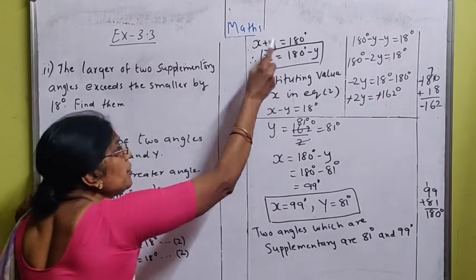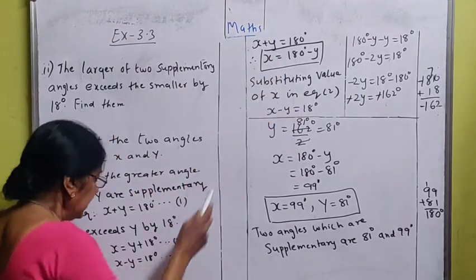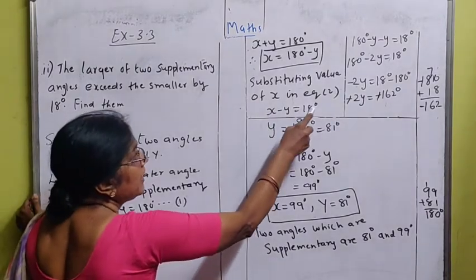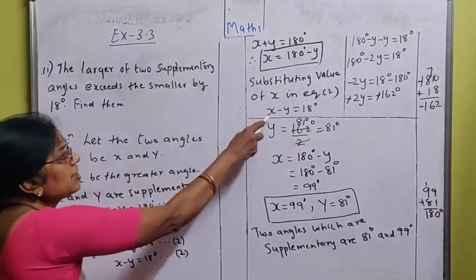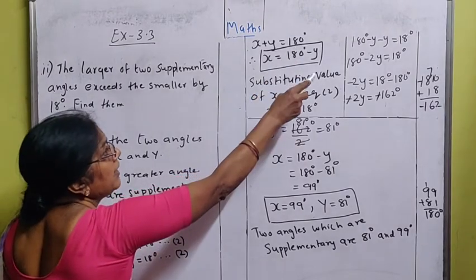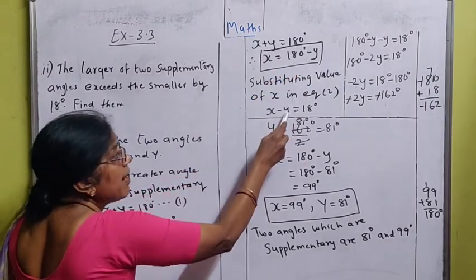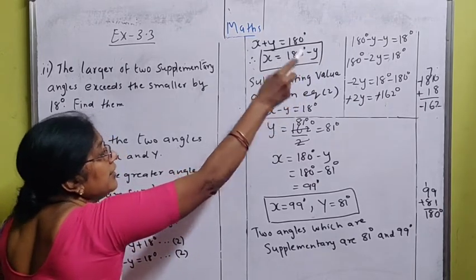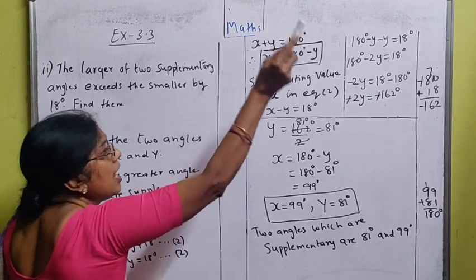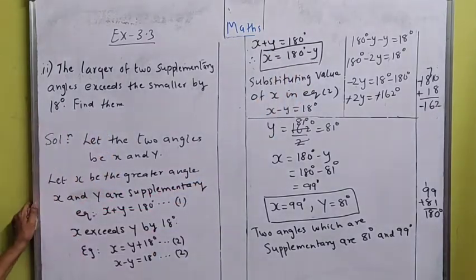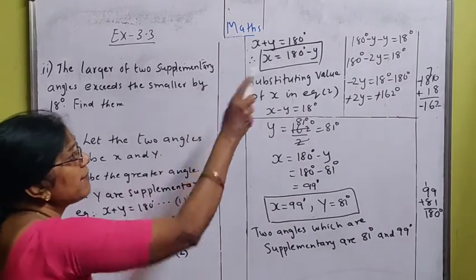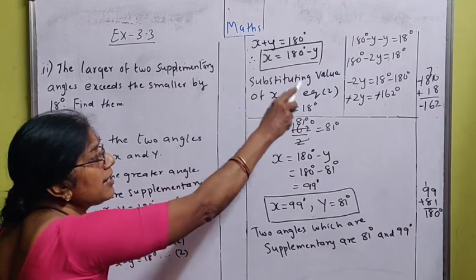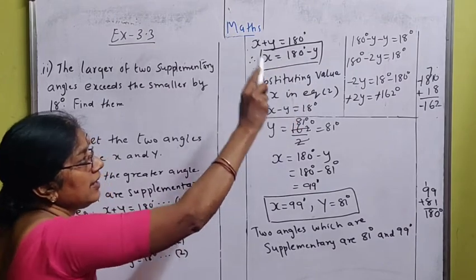I am going to substitute the value of x in equation 2. What is equation 2? x minus y is equal to 18 degree. So in place of x, I am going to write this 180 degree minus y. Again minus y is there, that I have to write. Don't forget that, many times you will forget it. So 180 degree minus y minus y is equal to 18 degree. Minus y and minus y are like terms. You can add the like terms. So 180 degree minus 2y is equal to 18 degree.